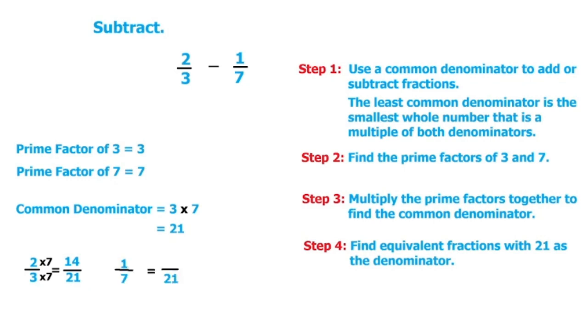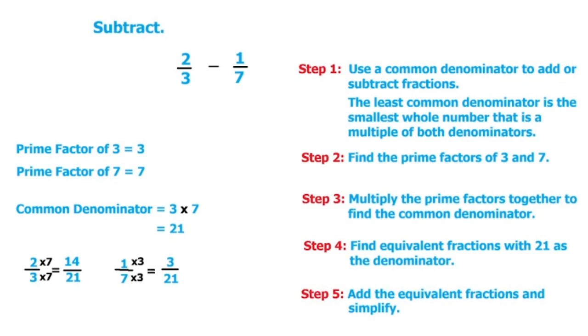Now let's do the same thing for 1 over 7, this fraction. So our common denominator is 21. What do we have to do to 7 to make it equal 21? Well, we multiply it by 3. So what we do to the denominator, we do to the numerator. So if we multiply the bottom by 3, we multiply the top by 3. So this is going to become 3 over 21. So the equivalent fraction to 1 over 7 is 3 over 21.